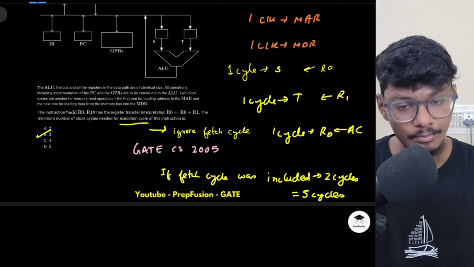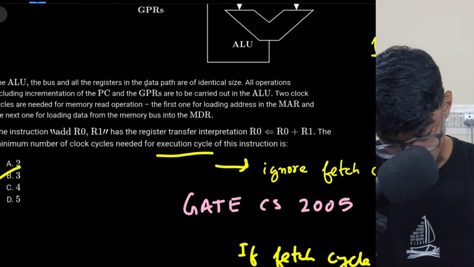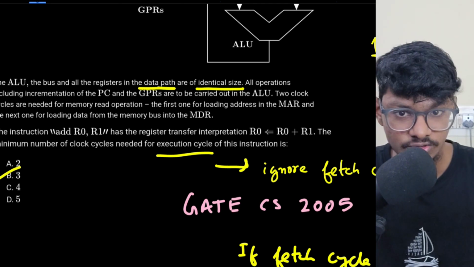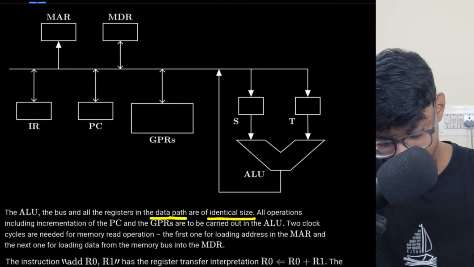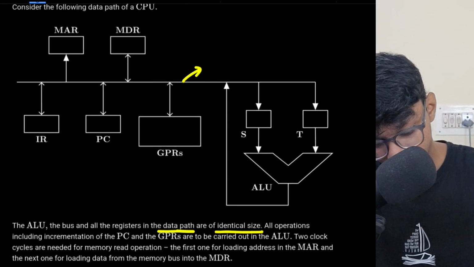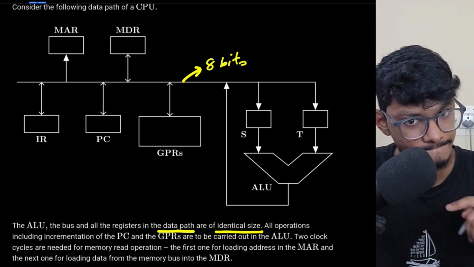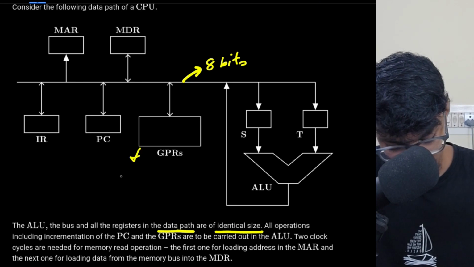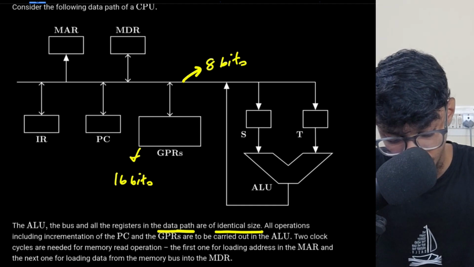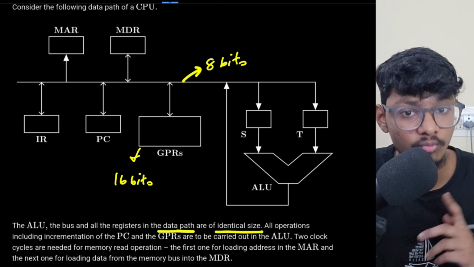Now there is an important word here. It is important to note that all the data paths have identical size. Why is it so important to read this statement? All these paths have identical size. Let me take an example. Let's say your signal path or data path can only transfer 8 bits in one cycle, but your general purpose registers are 16 bits. So how many cycles will it require to transfer the data from a general purpose register to T? Will it be 1 or 2 cycles?